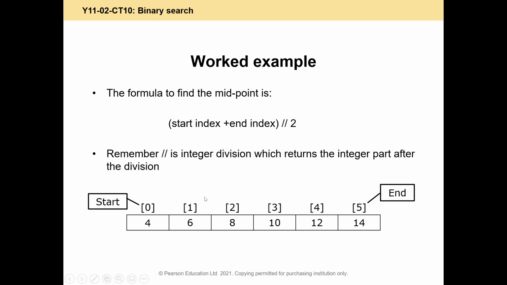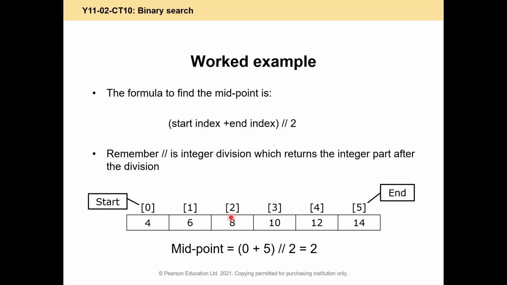What on earth am I talking about? Well, let's see. We start at position 0, index 0. We want to keep looking at all of the data up to 5. So 0 plus 5 is 5. Integer division by 2. So 5 divided by 2 is 2.5. Forget the half and it's just 2. So the first one I'm going to look at is the item at position 2, index 2, 8. Is 8 equal to the number I'm looking for, which is what I've said is 10? No.